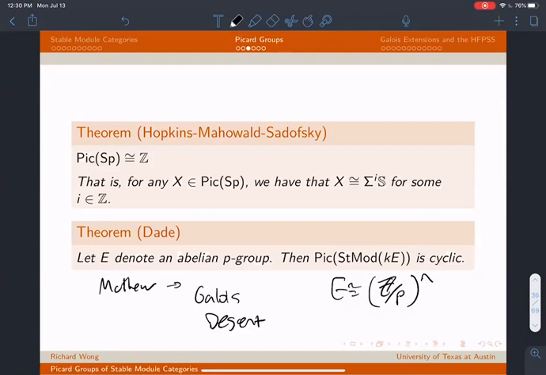Right, so Galois descent, which is using Galois extensions of ring spectra and the homotopy fixed point spectral sequence, is what I mean by this. And it's a little bit weird because it's reverse Galois descent, but I'll talk about what that means when we get there.